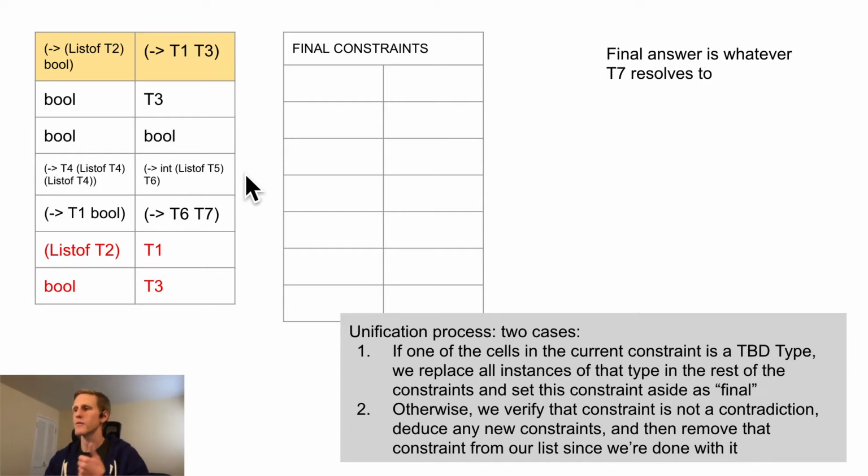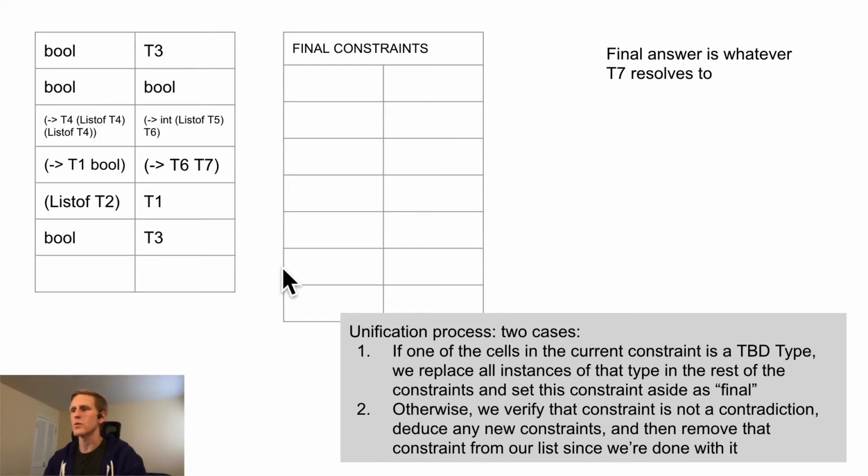So we verify it's not a contradiction. Well, both of these are functions, and they both have one argument, so there's no contradiction here. We deduce new constraints, which are list of T2 matching T1 and Boolean matching T3, and then we're done with that one.